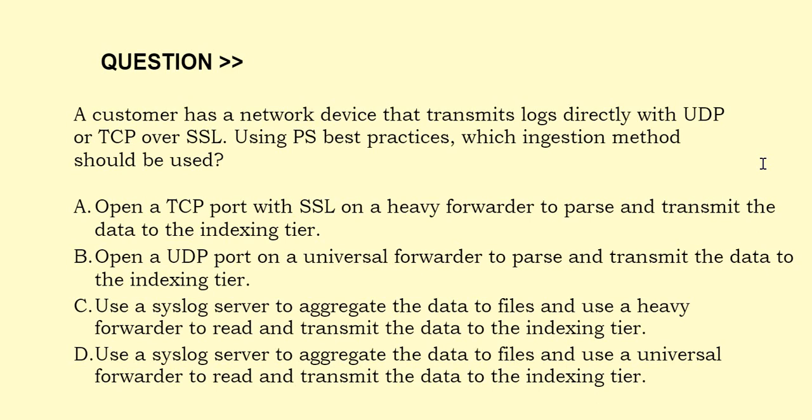Option A, open a TCP port with SSL on a heavy forwarder to parse and transmit the data to the indexing tier. Option B, open a UDP port on a universal forwarder to parse and transmit the data to the indexing tier. Option C, use a syslog server to aggregate the data to files and use a heavy forwarder to read and transmit the data to the indexing tier. Option D, use a syslog server to aggregate the data to files and use a universal forwarder to read and transmit the data to the indexing tier.